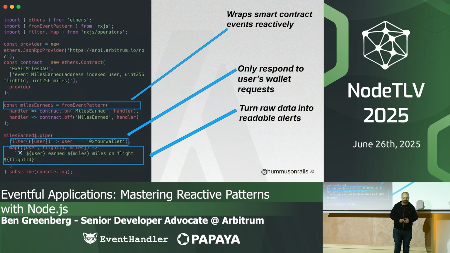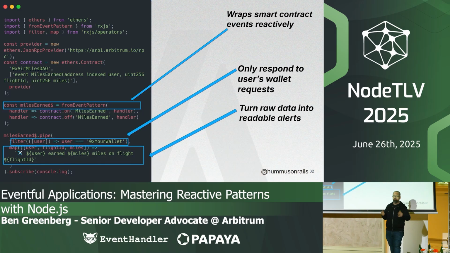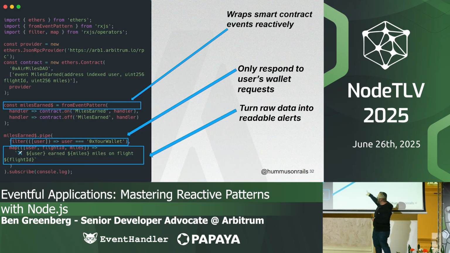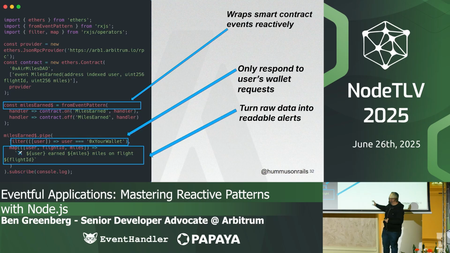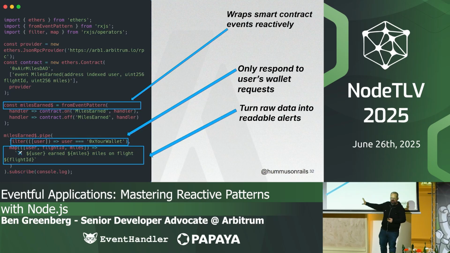So just like the other example, instead of using the PG library, we would use a smart contract library, in this case ethers. You should probably use Viem instead, but whatever. We're using ethers. And we wrap the contract, we import the functions, and then we wrap that in an observable from an event pattern. We watch the contract being turned on, being turned off, and we handle the contract.